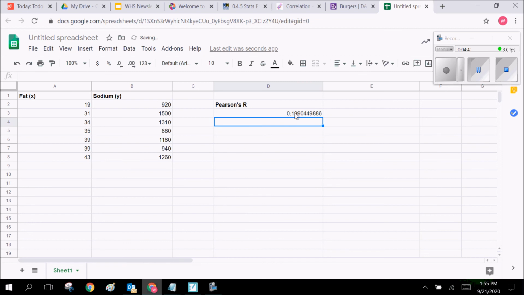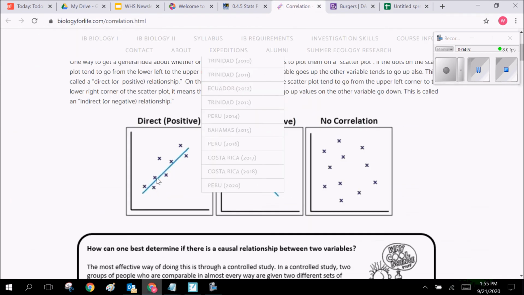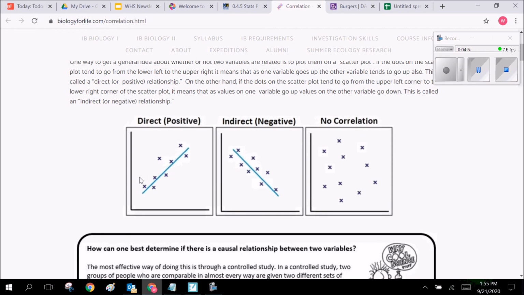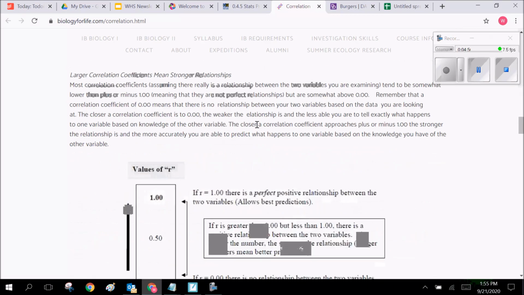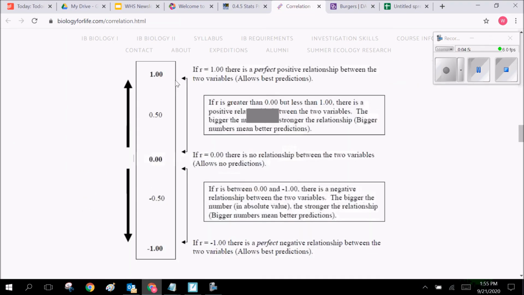Let me go ahead and I'll show you. So this goes from -1 to +1. Okay, so Pearson's is a scale. Hang on, let's show this to us first. All right, Pearson's scale goes from -1 to 1.